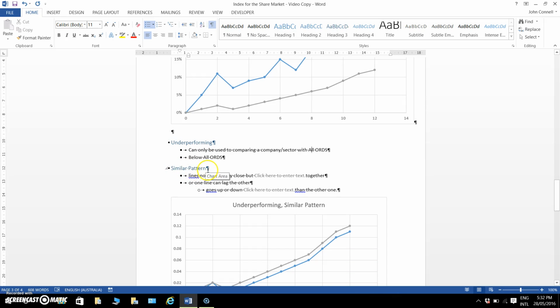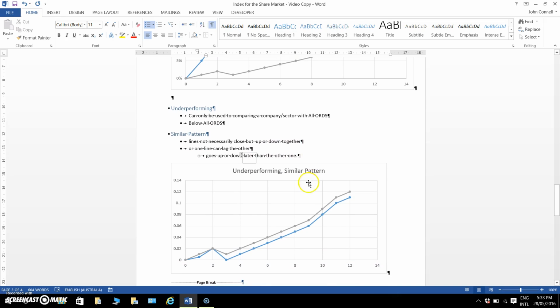If we have a similar pattern to the All Ords, this doesn't necessarily mean that the lines are close, but it means that they're going up and down together. So they're kind of reflecting each other. Or we can have a similar pattern, but one line could be lagging the other, which means they go up and down later. So one's going up or down later than the other one.